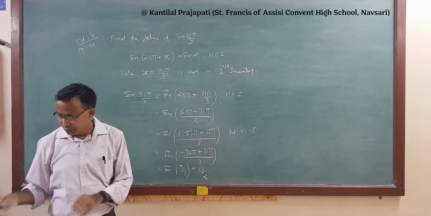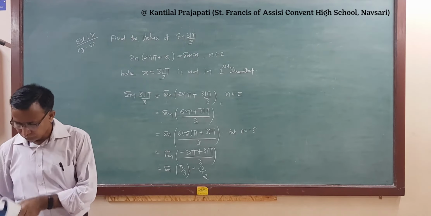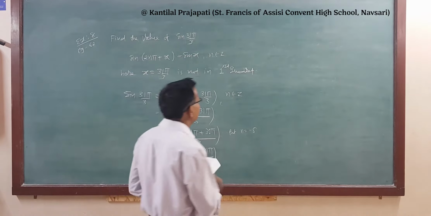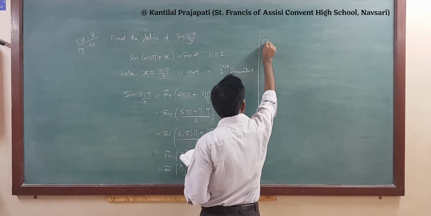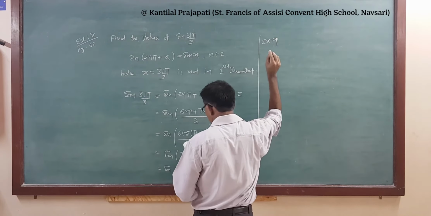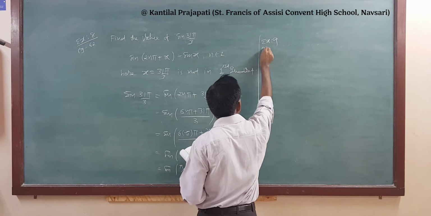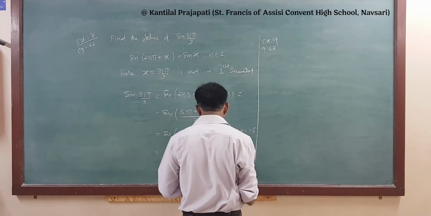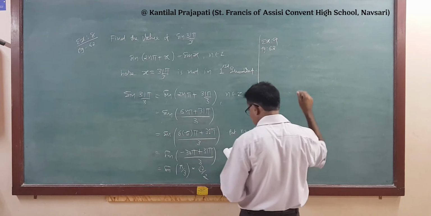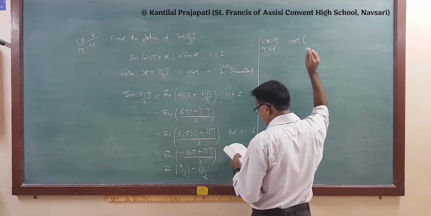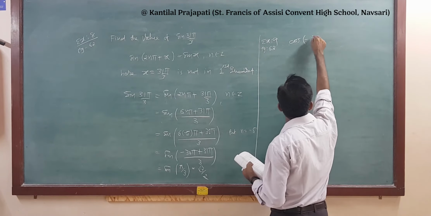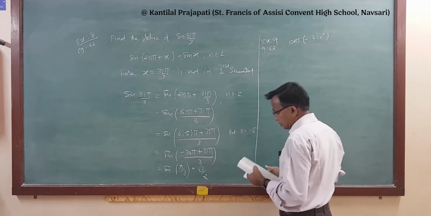Now the second sum, example 9, page number 63. Find the value of cos of minus 1710 degree.